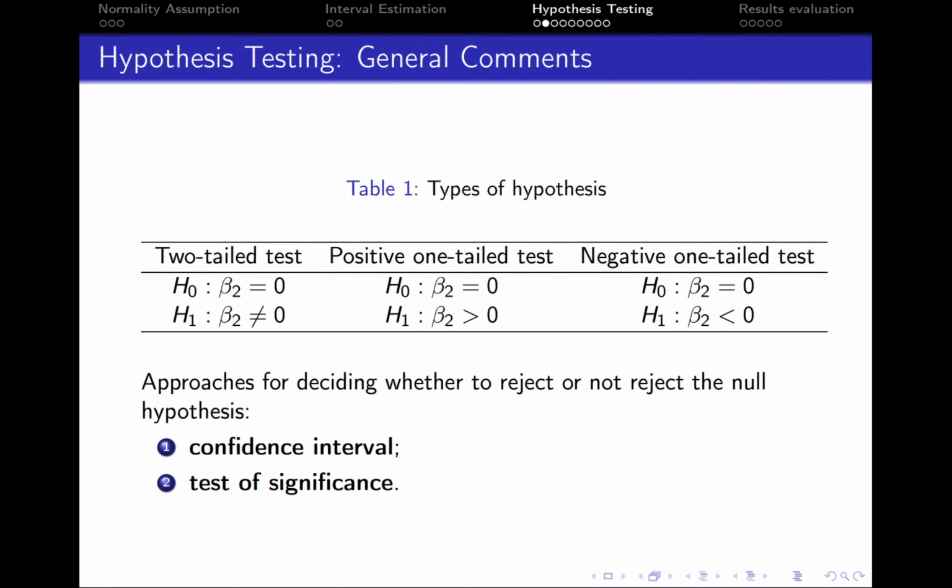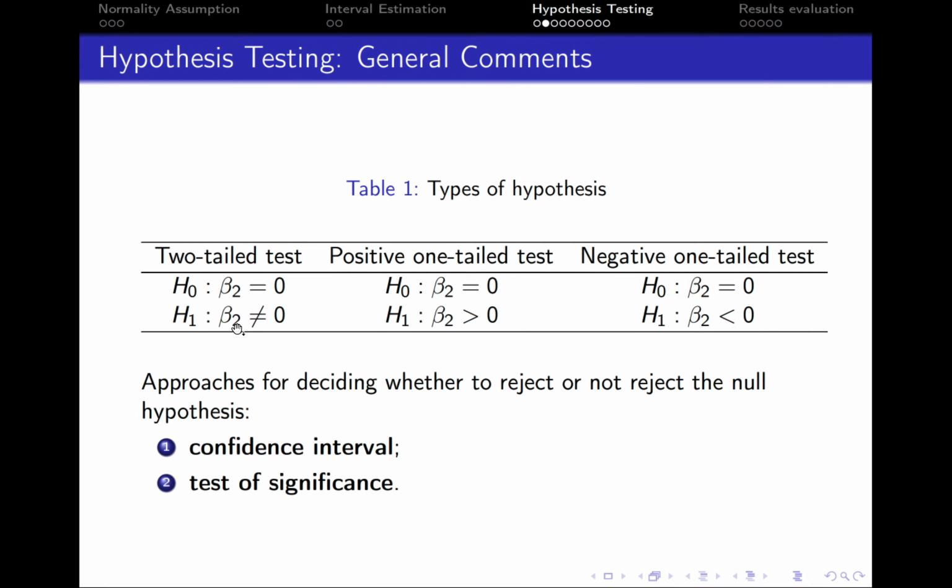There are three types of hypothesis tests: two-tailed test, positive one-tailed test, and negative one-tailed test. If you look at the null hypothesis of each of these tests, you will see that it is exactly the same. So in my case, I've chosen the example of beta 2 being equal to 0, but it can be any other coefficient, and it can be set equal to any other value, 1, 2, 3, 4, and so on and so forth. But the difference between these tests is in its alternative hypothesis.